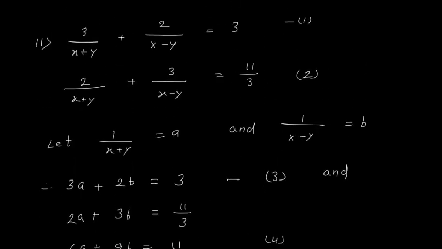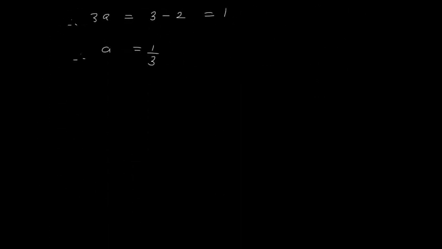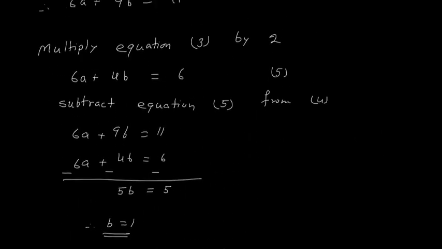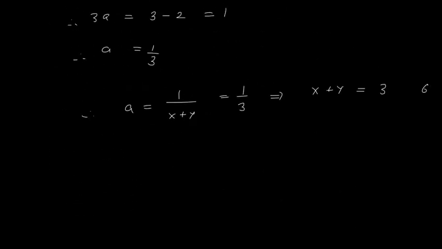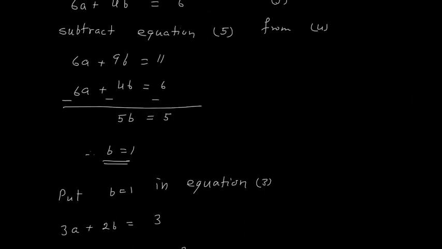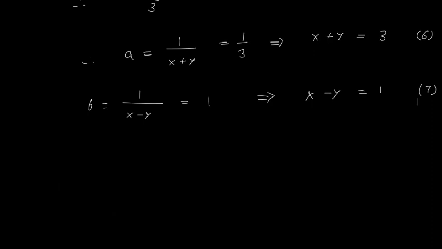Now what have we assumed? That a is 1 upon x plus y. So therefore a is equal to 1 upon x plus y is equal to 1 upon 3. So this gives me the value of x plus y is equal to 3. So let us consider this as one other equation. Till 5 we have named, so this is my sixth equation, and b is equal to 1 upon x minus y is equal to 1. So this gives me the value of x minus y is 1. This is the seventh equation. Now we have to solve 6 and 7.